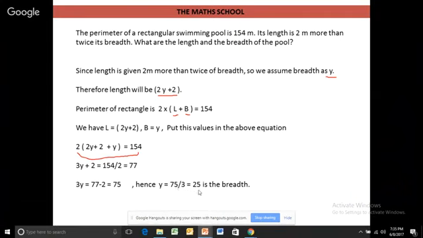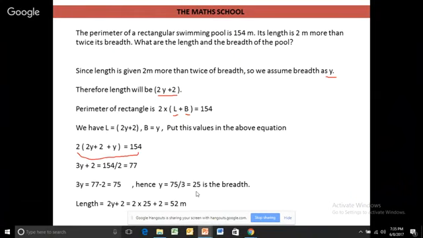So what is y? y is the breadth of the pool. So y we have got as 25. What will be length? Length is 2y plus 2. 2 into 25, that is 50, plus 2, 52 will be the length. So 52 meters is the length. 25 meters is the breadth of the pool.